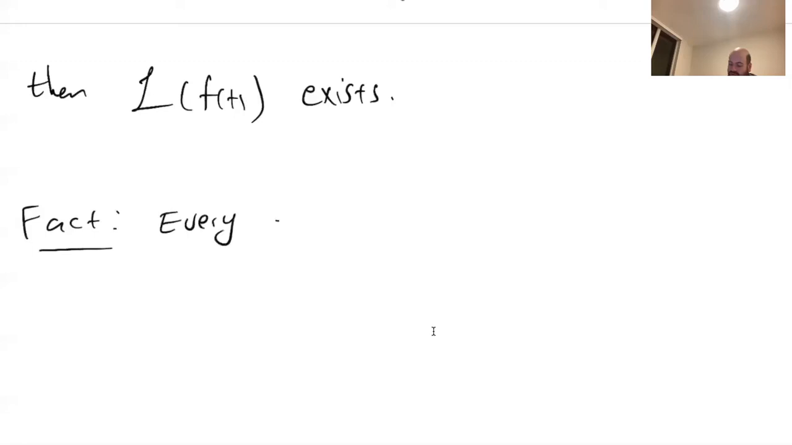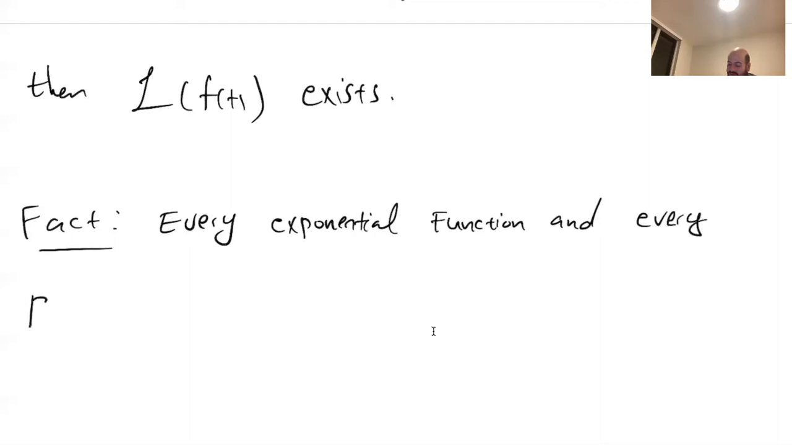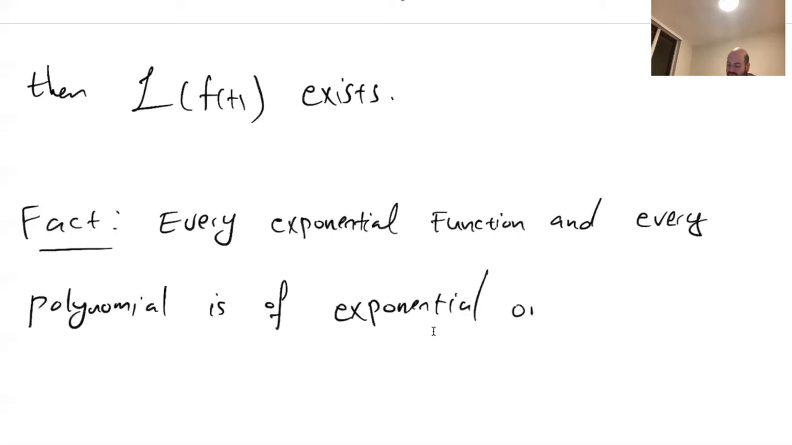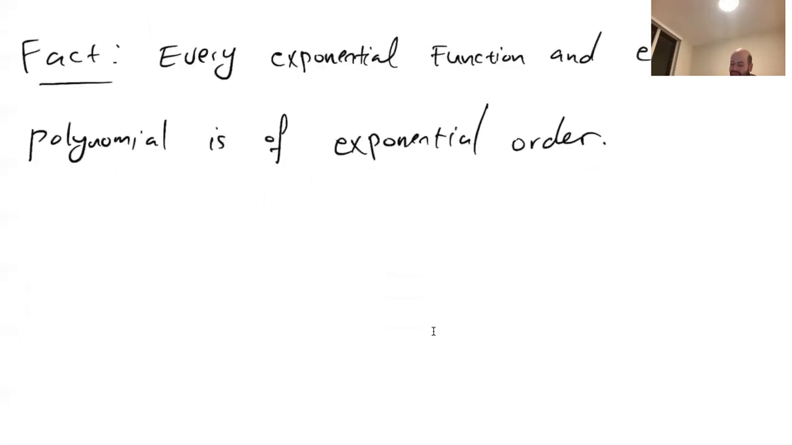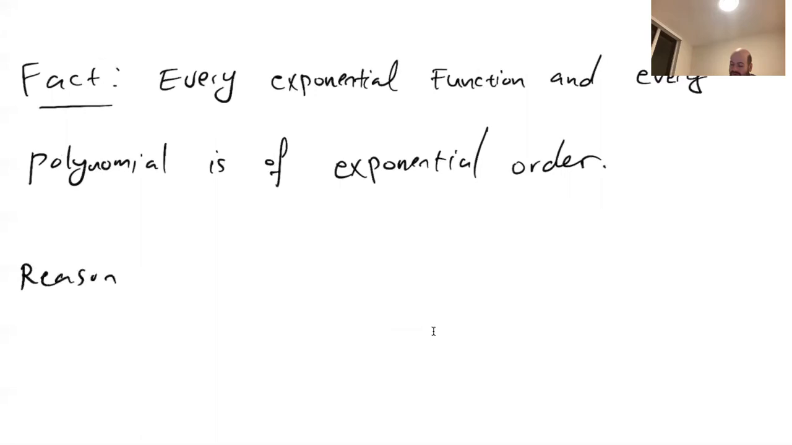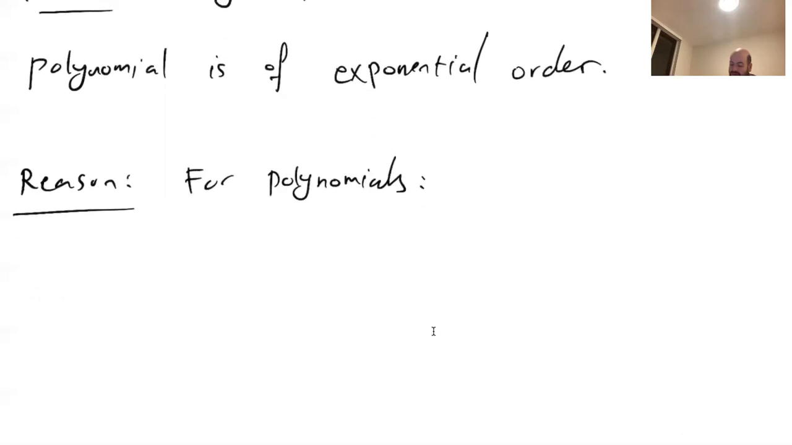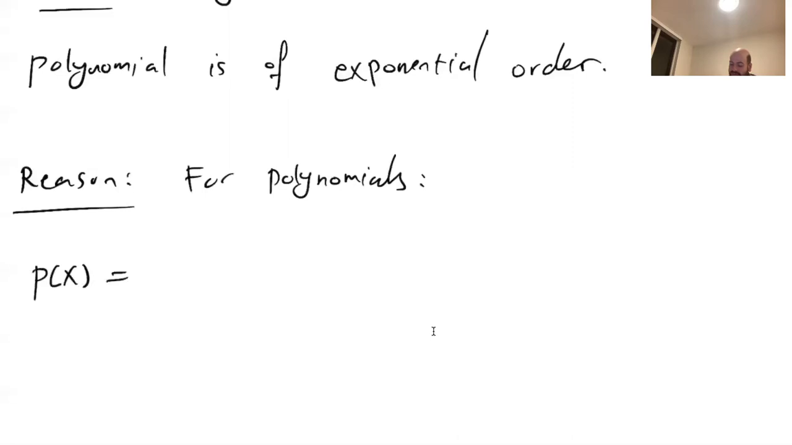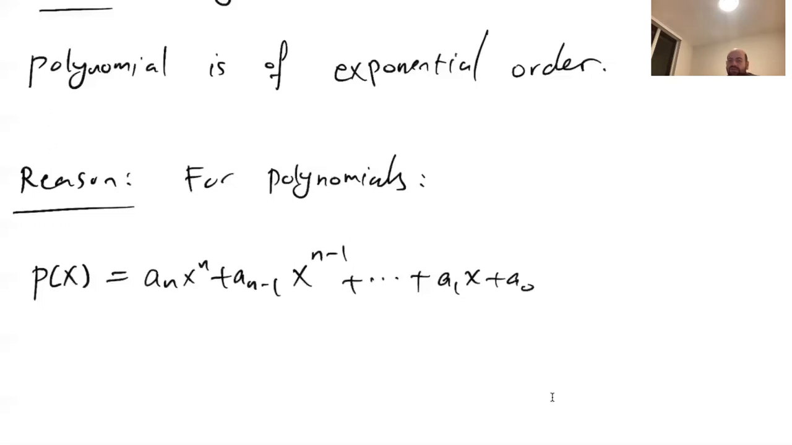Every exponential function and every polynomial is of exponential order. The reason for polynomials: let's say p of x, if you consider a polynomial p of x, let's say a_n x to power n plus a_(n-1) x to power n minus 1 plus dot dot dot plus a_1 x plus a_0. Why can I say that p of x is of exponential order?